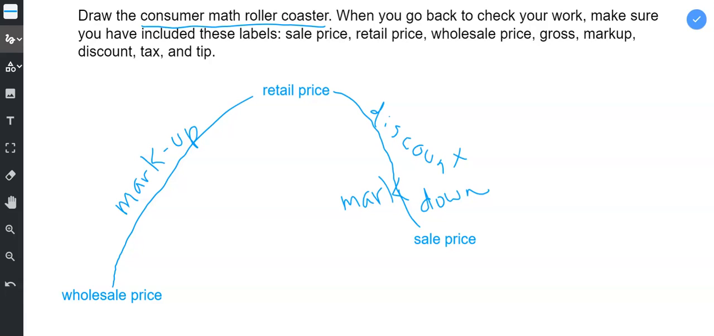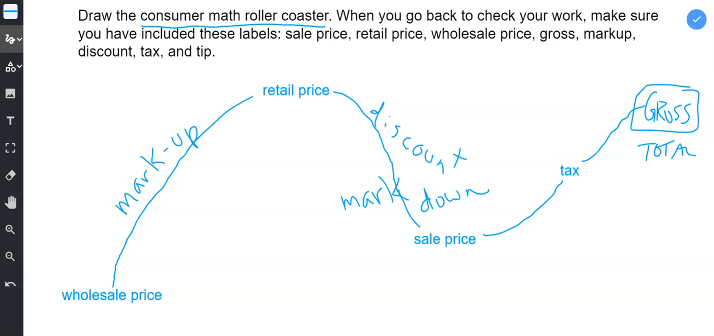After you arrive at the sale price and you're purchasing an item, you're going to have to add on the tax. Remember, the tax is a fee that you give to the government, and the government uses taxes to do things like build roads, pay for teachers, pay to build schools, pay for our military, and pay for healthcare. Then after you add on the tax, you arrive at the gross amount. Gross, remember, means final or total.